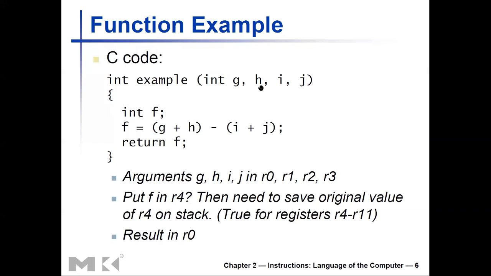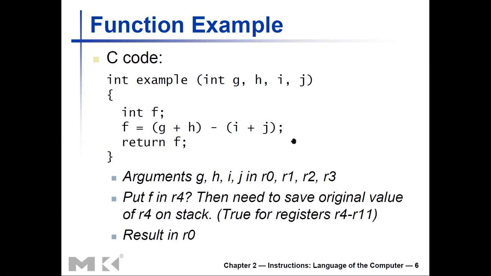So, example function: inside this one, you have to perform this calculation. To perform this calculation, R0, R1, R2, R3 are going to hold the values of the arguments passed on to this function. So you cannot use these same registers to do the calculation. You get the need of using another register, something like R4.